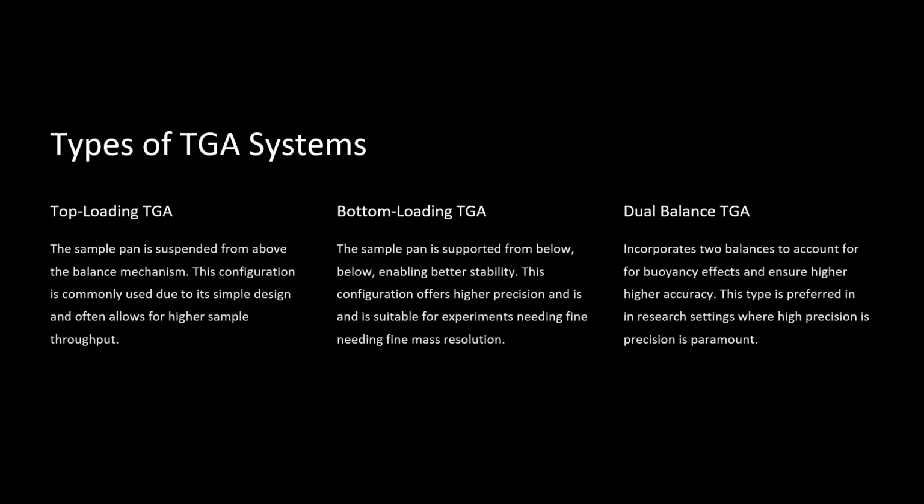In bottom loading TGA, the sample is placed on a platform or pan located inside the furnace. The balance is positioned below the furnace and it is commonly used in high temperature application due to improved thermal insulation. Third one is dual balance TGA system.